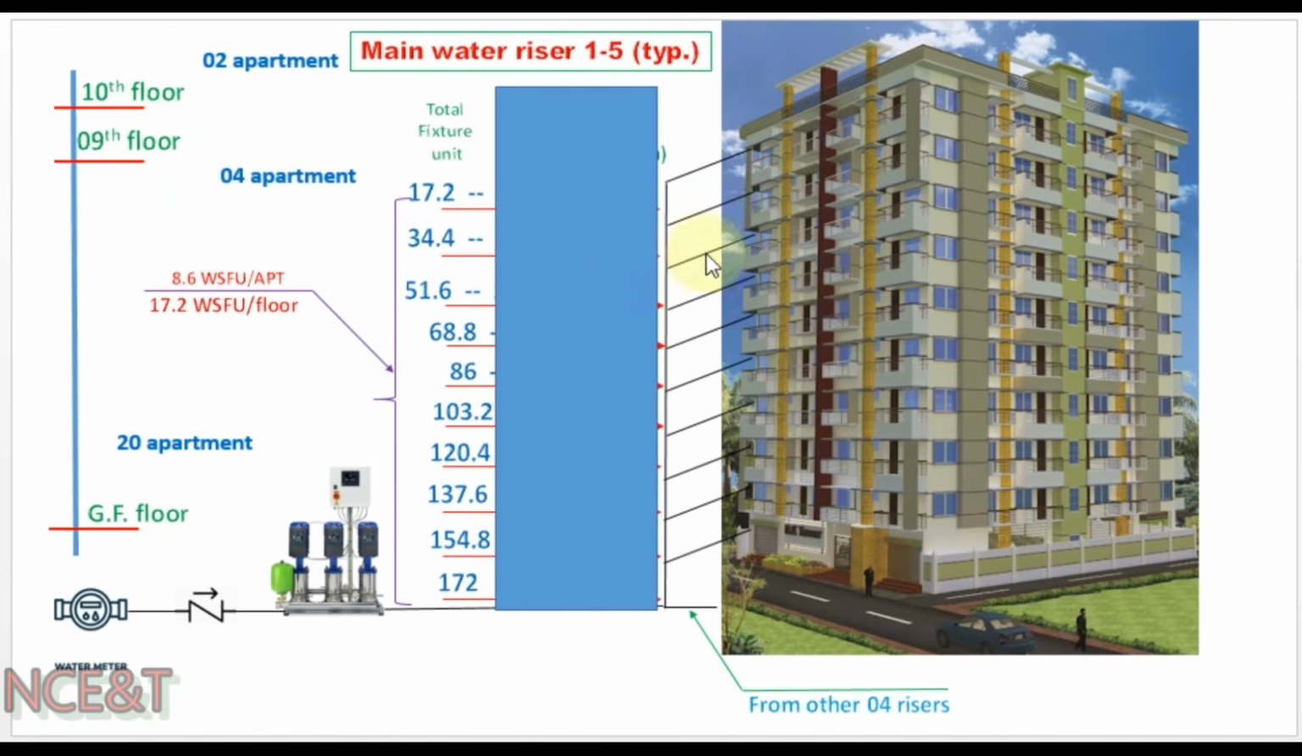In this way, we can see this riser has 10 segments and each segment has different load values. You can see the segment at the 10th floor has a load value of 17.2, the segment at the 9th floor has 34.4, and the segment at the 8th floor is 51.6. When we come down to the ground floor, it has 172. So each segment will have a different GPM, resulting in a different pipe size.